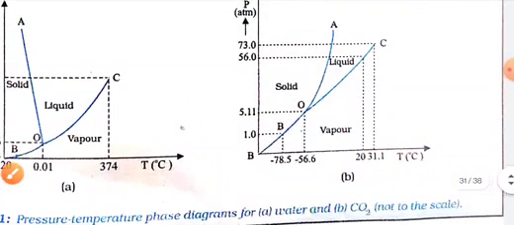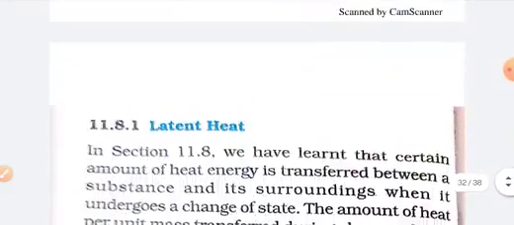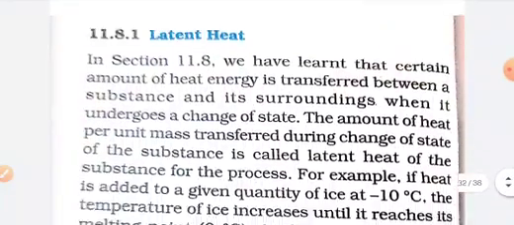This is atm. Okay, at this point the CO2 will exist in solid, liquid and vapor phase. This is the triple point. The next topic is latent heat, and it is the last topic.